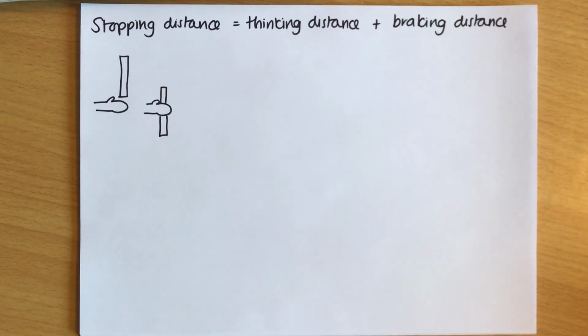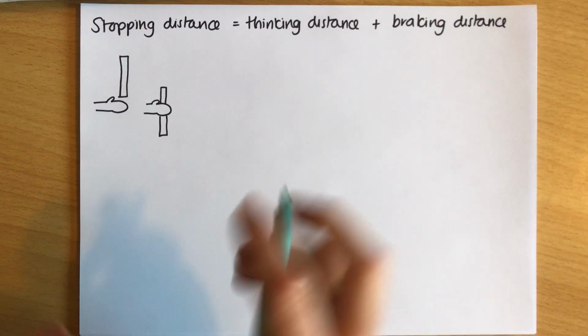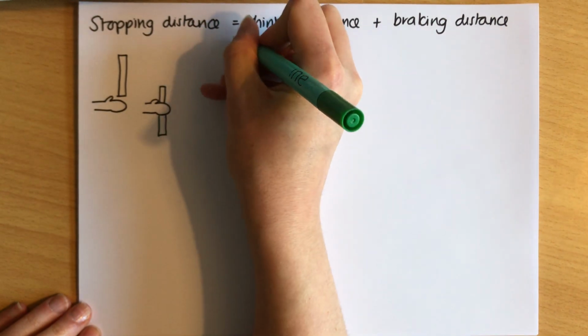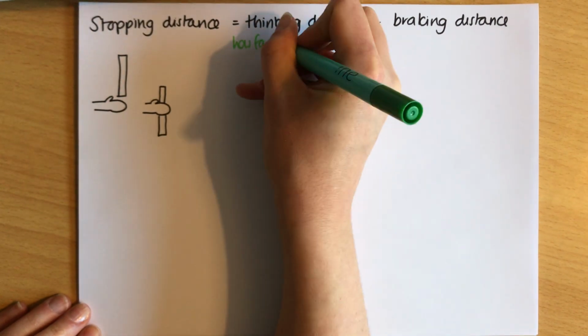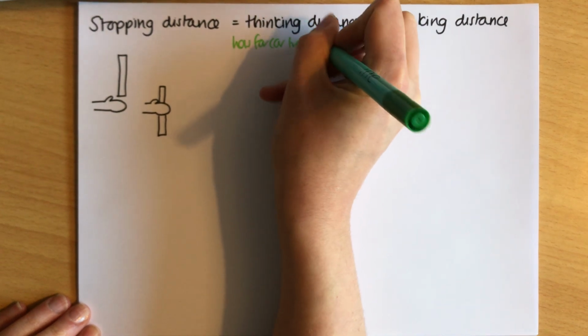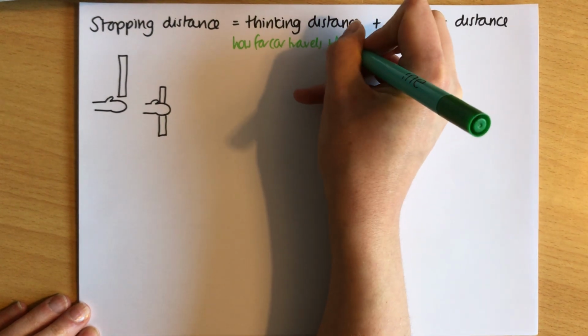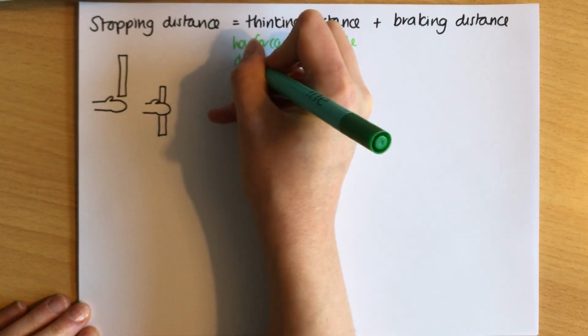But that does bring us on to our final section. It's a bit more of road safety, and this is the idea of stopping distance. Now, the stopping distance of a car depends on two things. It depends on the thinking distance of the car plus the braking distance. Now, the thinking distance is how far the car, or whatever vehicle, travels while the driver is reacting to a stimulus.